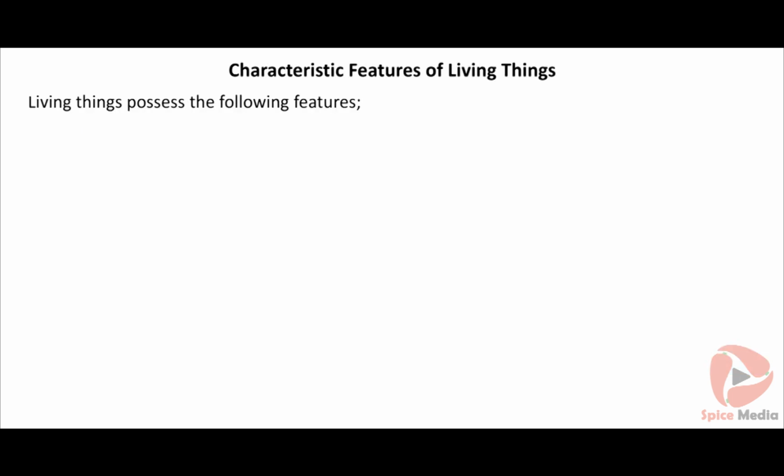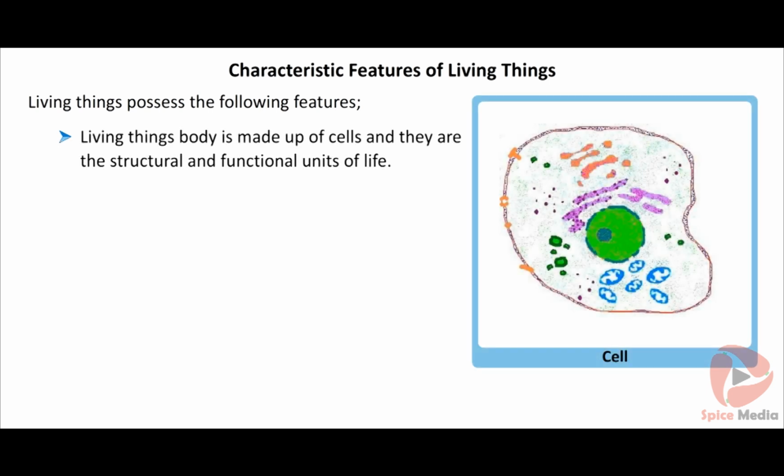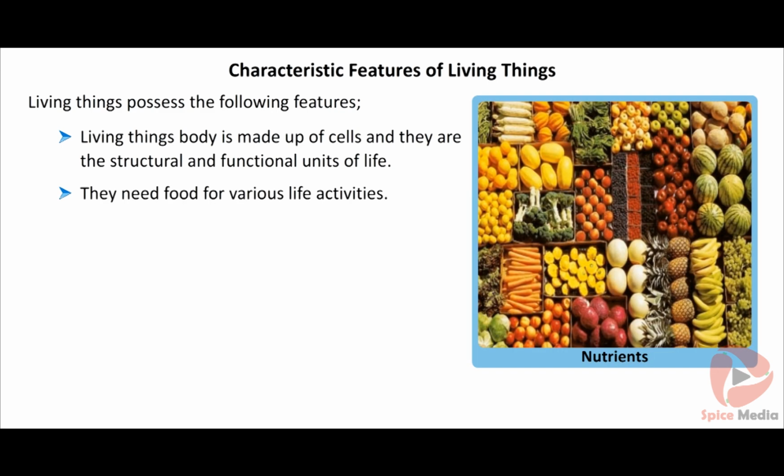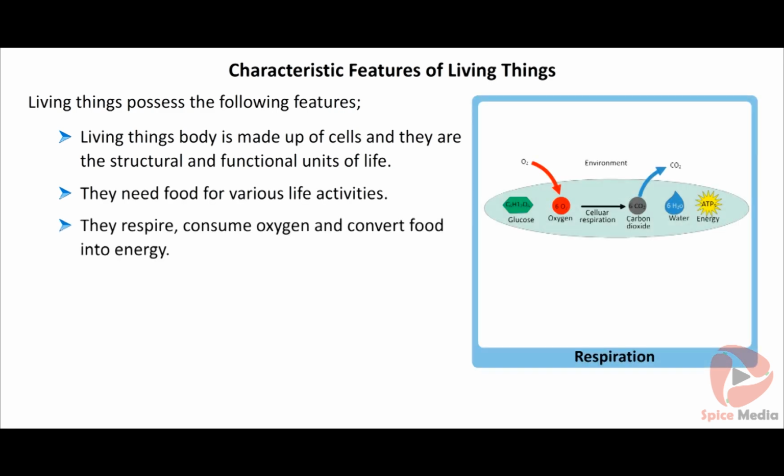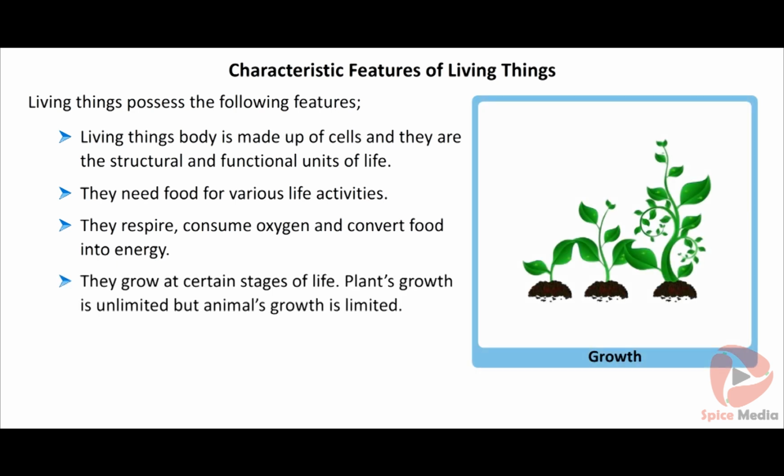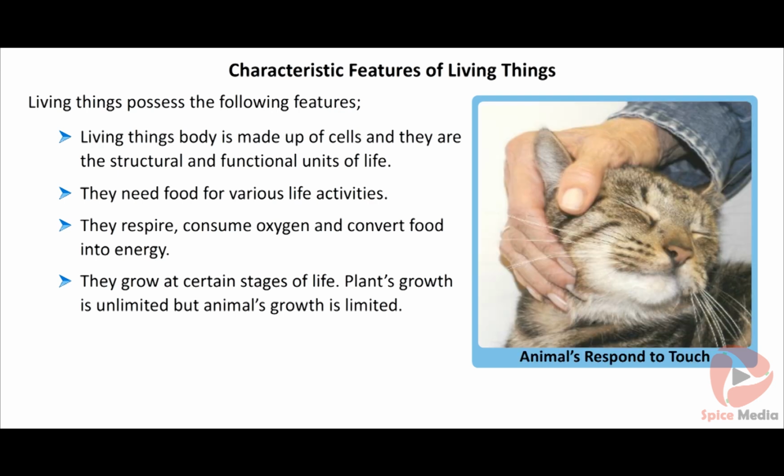Living things possess the following features. Their body is made up of cells, and they are the structural and functional units of life. They need food for various life activities. They respire, consume oxygen and convert food into energy. They grow at certain stages of life. Plants' growth is unlimited but animals' growth is limited.